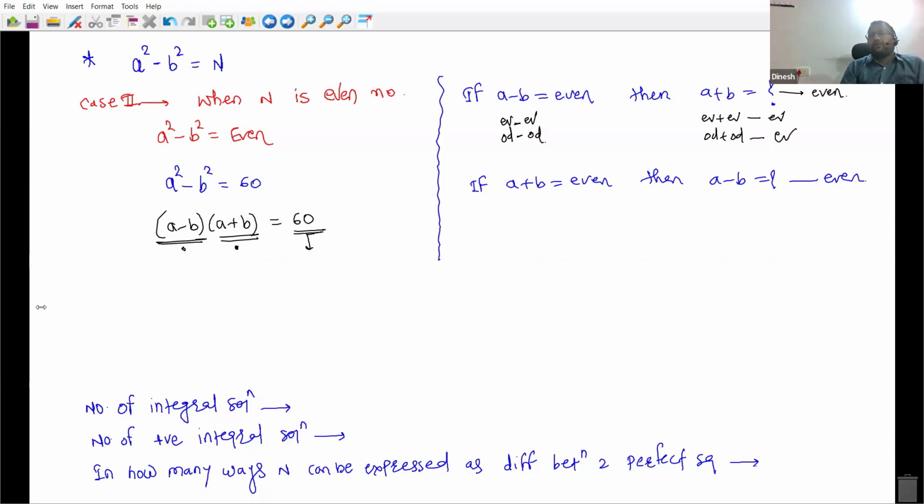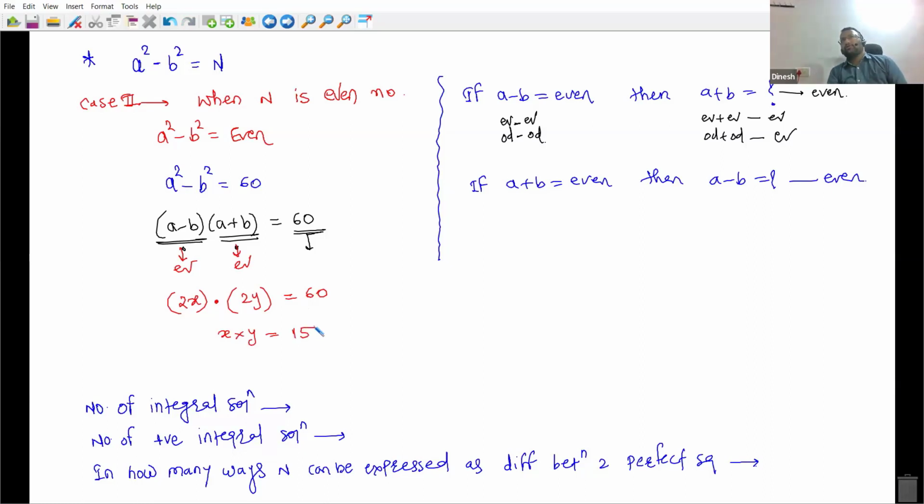So from this, what we concluded, everyone, is that both brackets are supposed to be even. Even numbers are in the form of 2 into x. The first bracket should be in the form of 2 into x, and the second bracket should be in the form of 2 into y. 2x into 2y is equal to 60. So x into y becomes how much? 15.